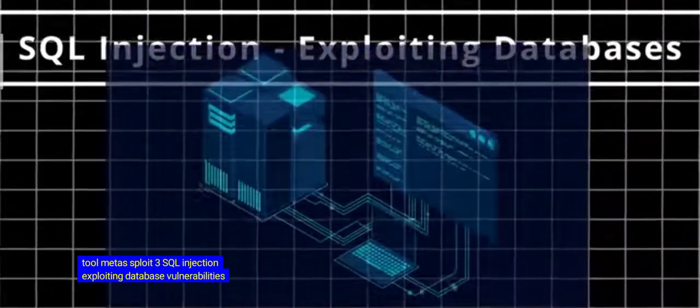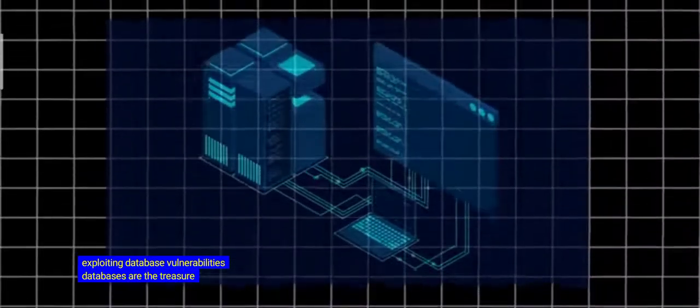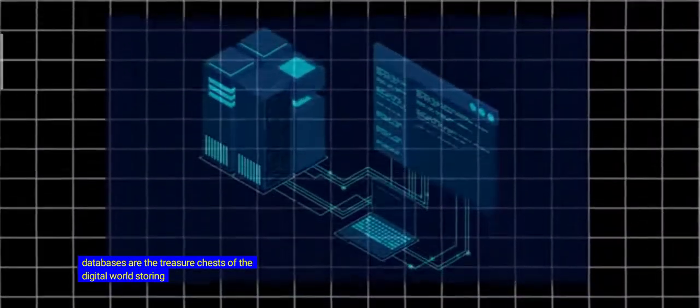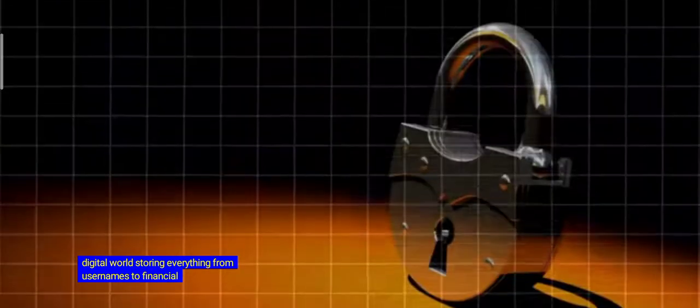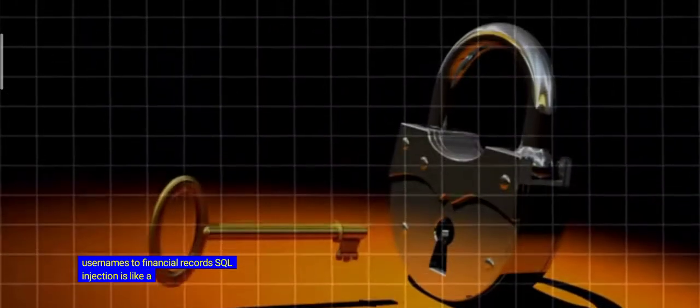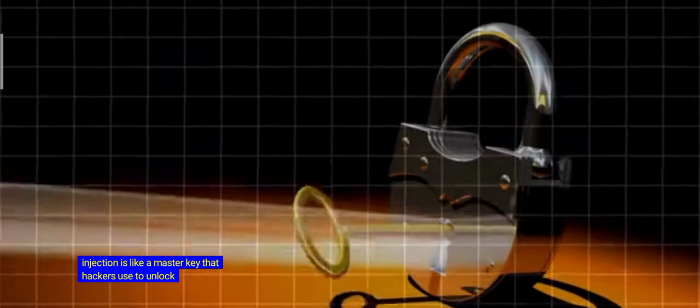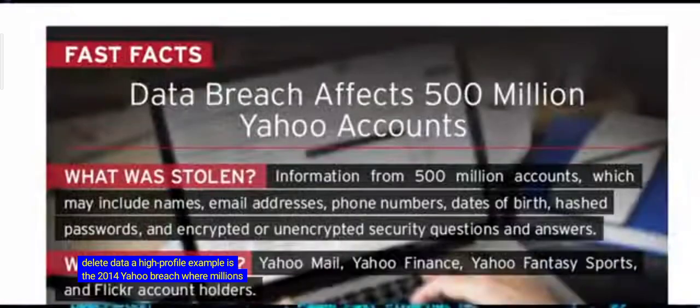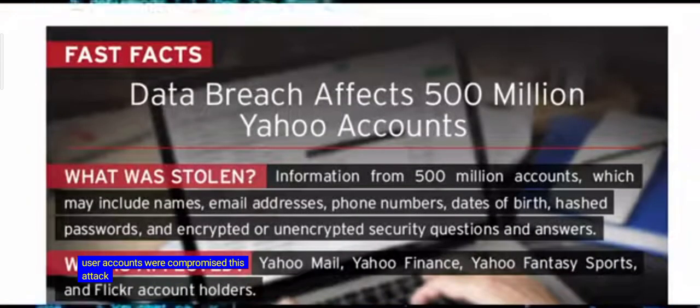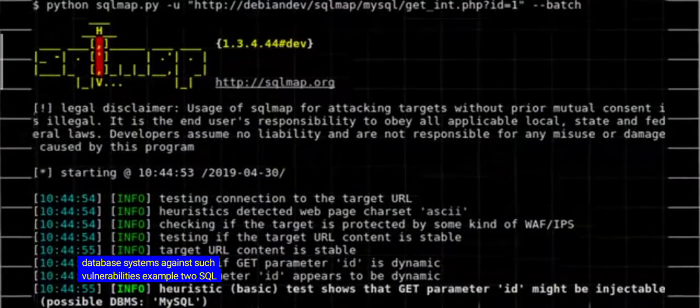3. SQL injection. Exploiting database vulnerabilities. Databases are the treasure chests of the digital world, storing everything from usernames to financial records. SQL injection is like a master key that hackers use to unlock these chests. By inserting malicious SQL code into queries, they can access, modify, or even delete data. A high-profile example is the 2014 Yahoo breach, where millions of user accounts were compromised. This attack highlights the importance of securing database systems against such vulnerabilities. Example tool: SQLmap.